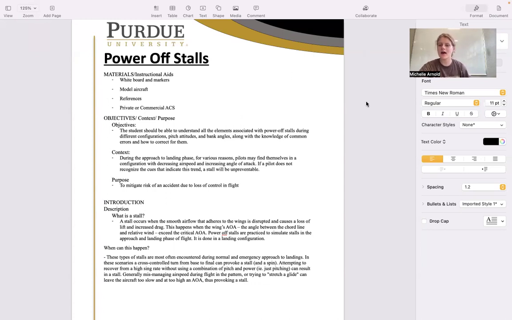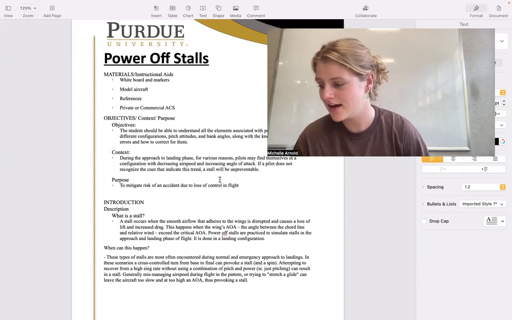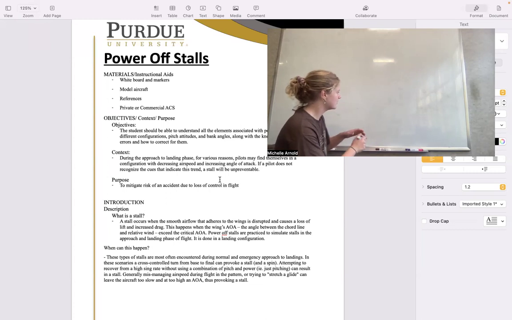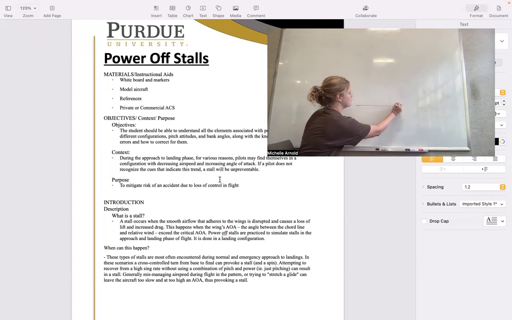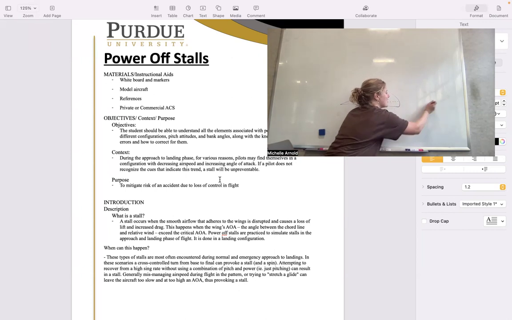So on the whiteboard behind me, we're going to talk a little bit about what gives the plane lift, because during a power off stall, you're simulating losing that lift and stalling the plane. So this is what our wing looks like, right? And then this is something called the chord line. It just goes from the edge of the wing to the front of the wing.